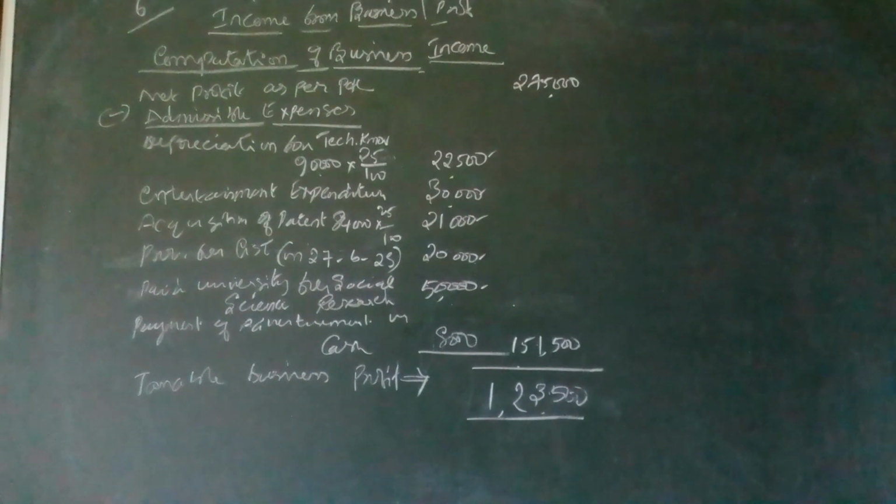Then another one is entertainment expenditure. This is an eligible one. Then expenditure on acquisition of patents and trademarks. Patent rights, trademarks, right? So the amount spent by Mr. Rawat is 84,000. It is qualified for depreciation. So the amount comes to 25% depreciation. That amount comes to 21,000. So it is eligible to claim it as admissible expenses.